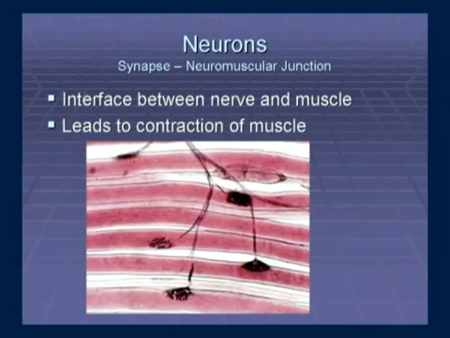This is a neuromuscular junction. Here you see nerve twigs that are synapsing on muscle fibers. Each nerve twig synapses on only one muscle fiber. Ultimately, this is going to lead to a contraction of muscles.